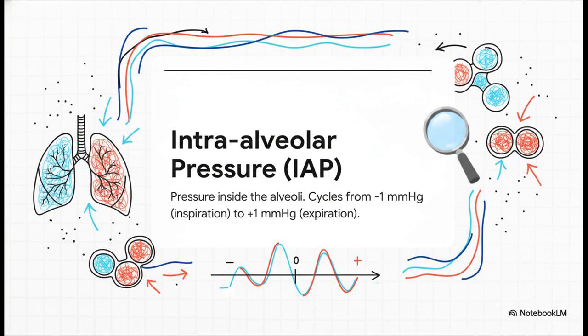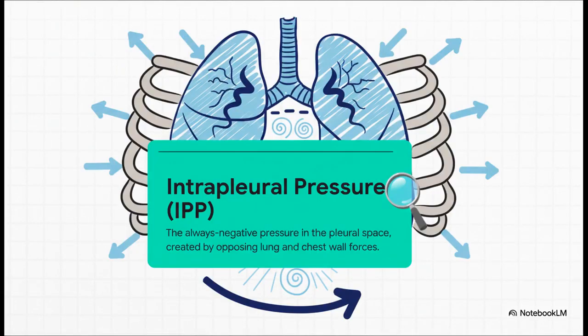So let's break that down. The first part is intraalveolar pressure. That's just the pressure inside the alveoli themselves. We usually measure it relative to the air around us, which we just call zero. So to get air to flow in, it has to dip slightly negative, and to push air out, it becomes slightly positive. Simple enough.